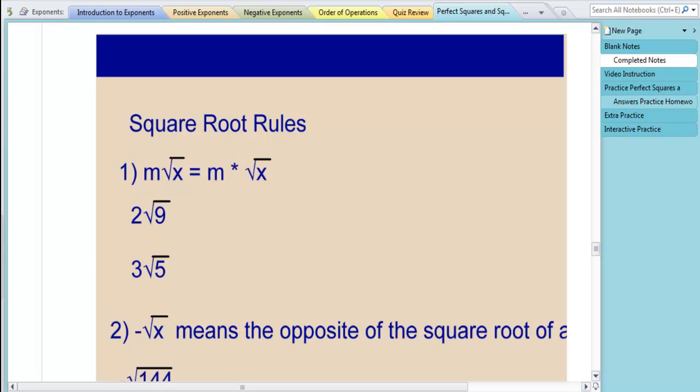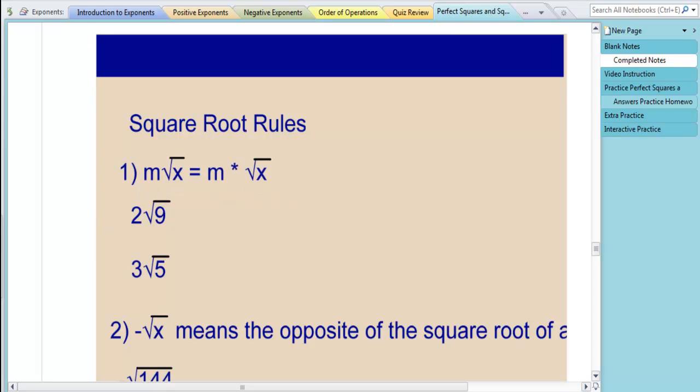Now we're going to talk about rules for working with square roots. The first thing we need to understand is notation. If I have something beside a square root of something else, there's understood multiplication happening between those two things. So m times the square root of x is the same as m times the square root of x.